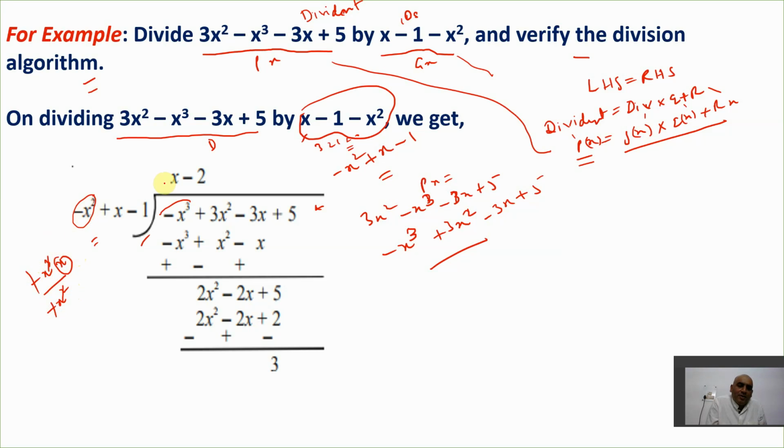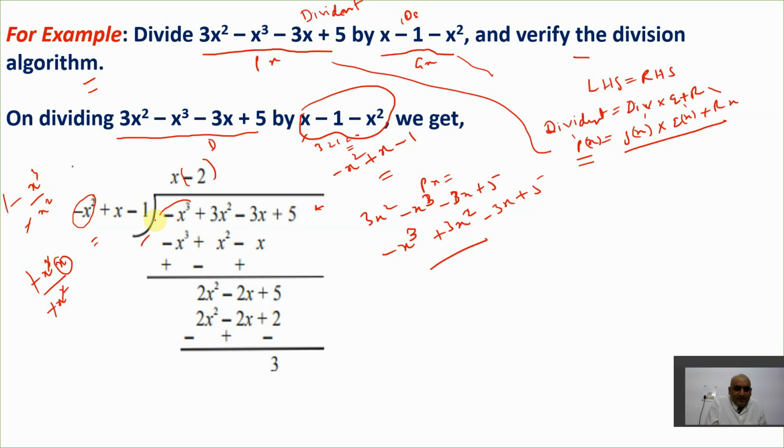That means 1x more is required to make it an x cube. So I'll multiply this x square by what? By x. When I multiply this x square by x, I have to make this equal to x cube, because I just have a one short of x in order to make it x cube. How would I know I have a one short of x? Because I have tried to divide it by this, right? So this is a one short of x.